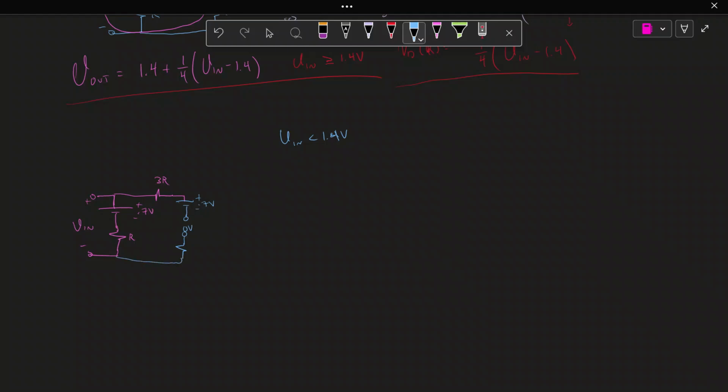Well, that means this R here becomes shorted because there's no current going through it. We need no voltage across it. So this is a short circuit. What about this one? It's the same thing. There's no current going through that. So that means this is shorted here. So that means V out. What is V out? Well, V out, if we take this loop here, must be V in.